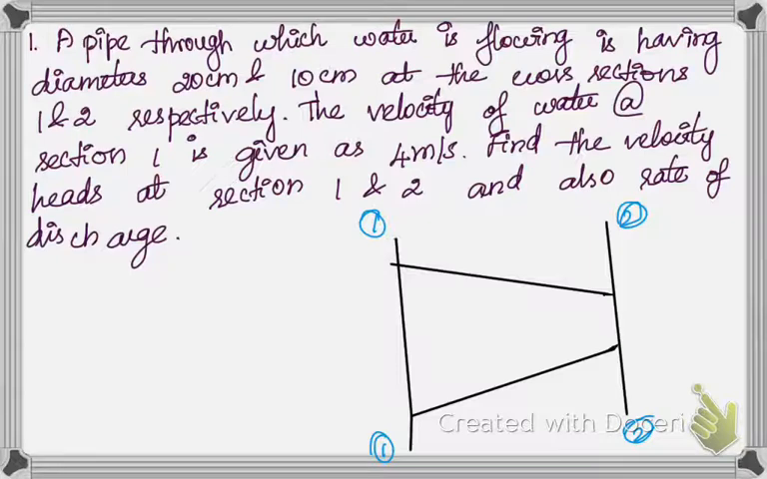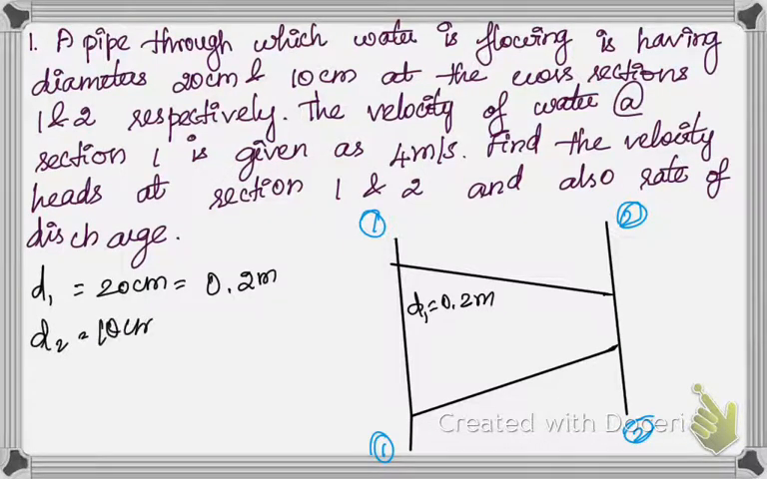One is D1, which is going to be 20 centimeter, which is 0.2 meter. So I can even write it here, D1 is equal to 0.2 meter. I have to draw the diagram, that is much more important. And D2 is equal to 10 centimeter, which is 0.1 meter. So D2 is going to be 0.1 meter. And I have marked the cross sections 1 and 2.